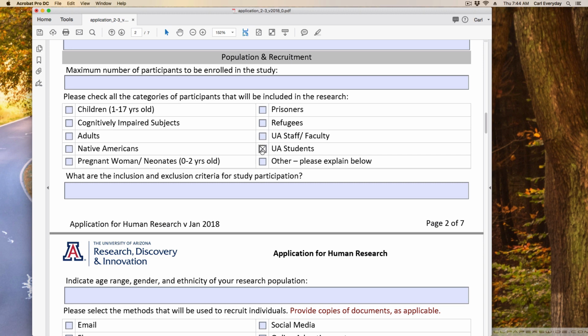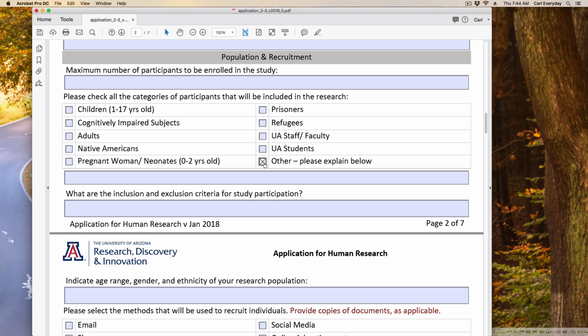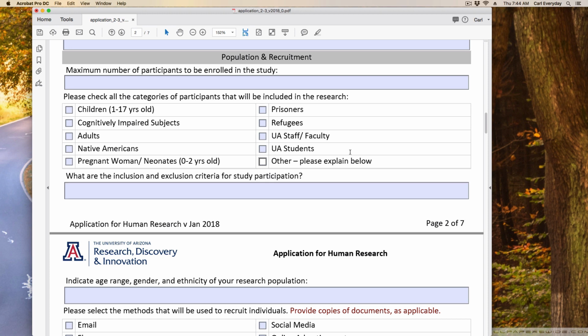And then UA staff, students, and if you click other, they ask you to explain. Under here are the inclusion and exclusion criteria for your study participation. So you should have that as part of your subject description, right? Remember, you're supposed to have in there what the inclusion and exclusion criteria for participation in the study are. You should be able to cut that out and paste it right in here. If you don't have it that way in your proposal yet, time to create it, because then you'll have it for both places.